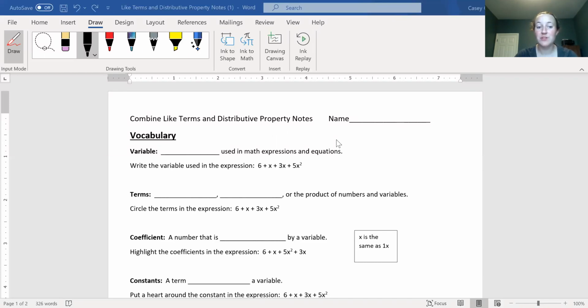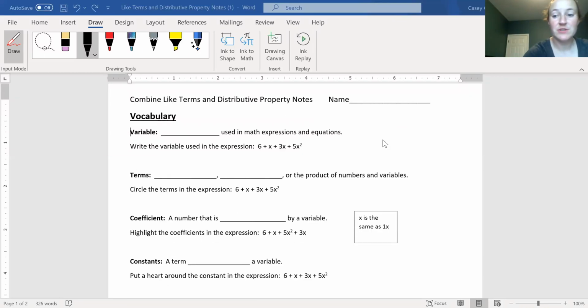So vocabulary up first, we've got variable. Variables are going to be letters, so this should be going in the blank, that are used in math expressions and equations. If we look at this example down below, this is not a trick question, so think about what variable is being used. Yeah, the variable being used is going to be x, okay, because that's the letter. Perfect, done. Let's move on.